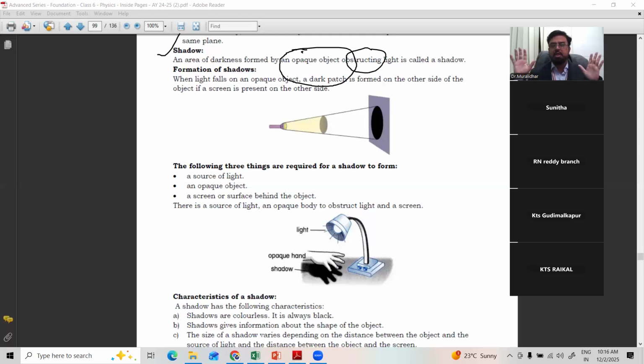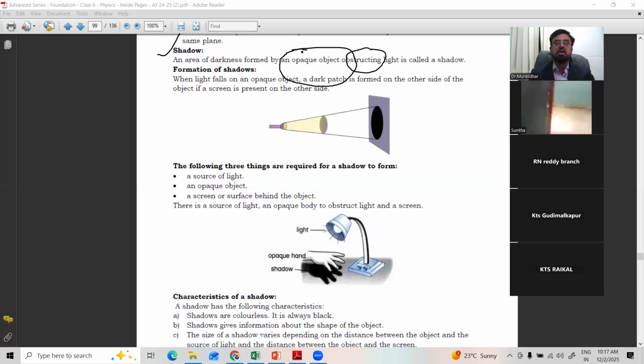When any opaque body obstructs the light, our human body is opaque. It does not allow the light to pass through us. So when you are obstructing the sunlight coming from a particular direction, as we are an opaque body, our shadow is forming on the earth's surface. Simple, try to understand. An area of darkness formed by an opaque object. Opaque means which does not allow the light to pass through.